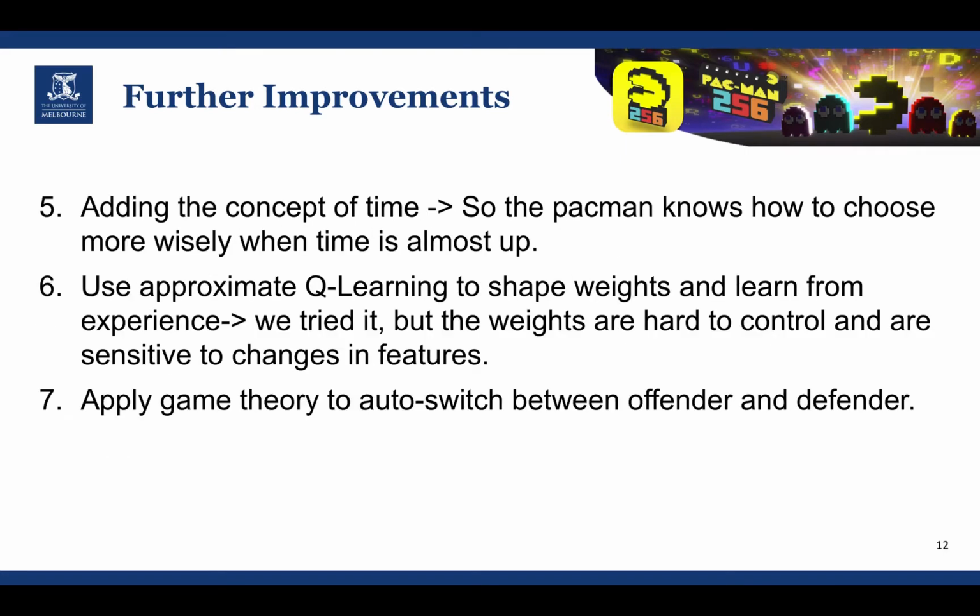And we also tried approximate Q-learning. We're thinking about adding time into our features, because when we were doing Q-learning, our Pac-Man didn't really know that it has to go back because the time is almost up. The next point is that when we used approximate Q-learning to shape weights, the weights were a bit hard to control and sensitive to changes in features. For example, food left on the grid is very intuitive, but when we implemented it, it didn't work very well. And the next point is we're thinking we could apply game theory to let our agent automatically switch between offender and defender.